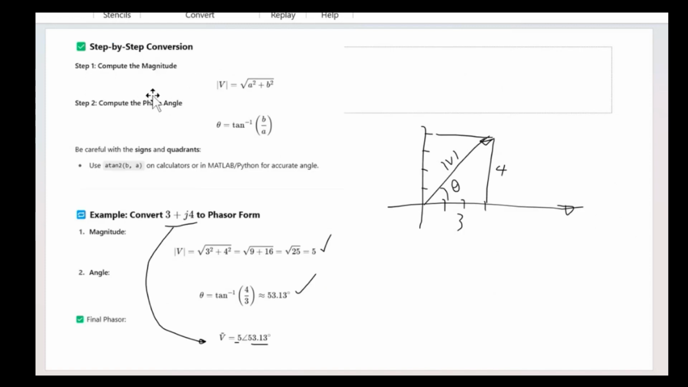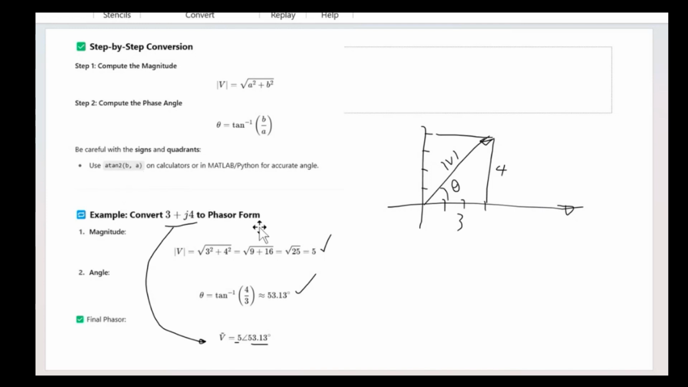For the case of converting the Cartesian or rectangular format to phasor, the magnitude of the vector v is the square root of a squared plus b squared, where let's remember that a is the real part and b is the coefficient for the imaginary part j. Also, the angle theta is the inverse tangent of b divided by a, where again b is the coefficient for the imaginary part and a is the real part.